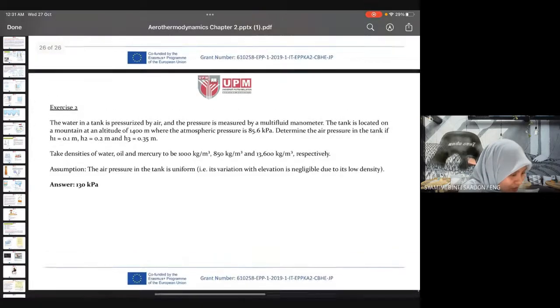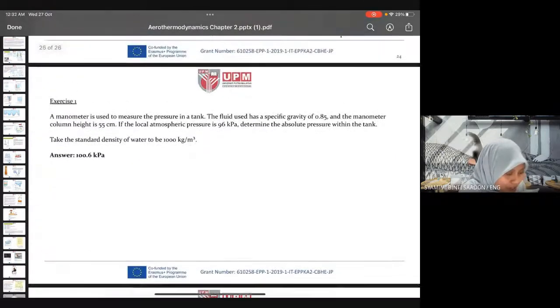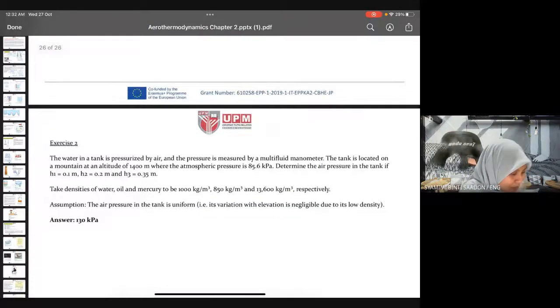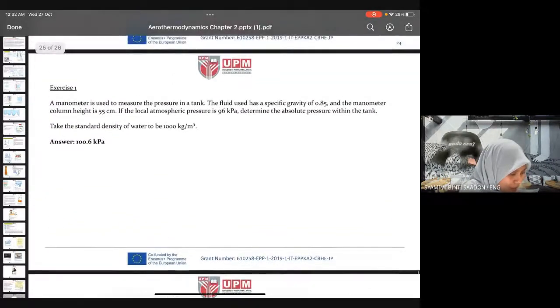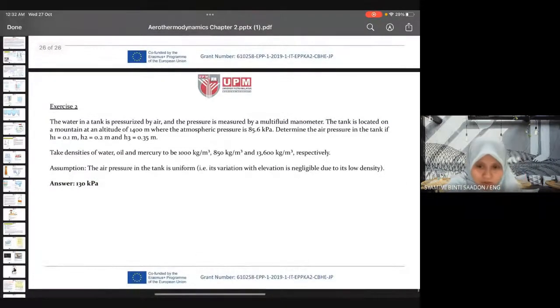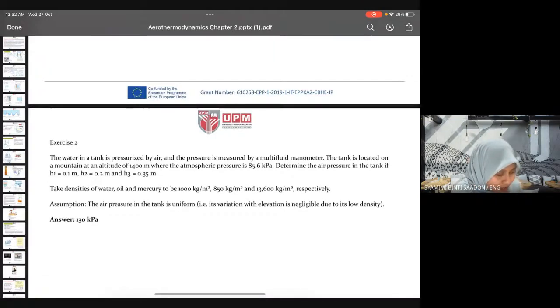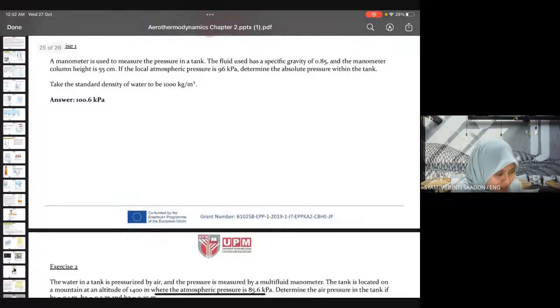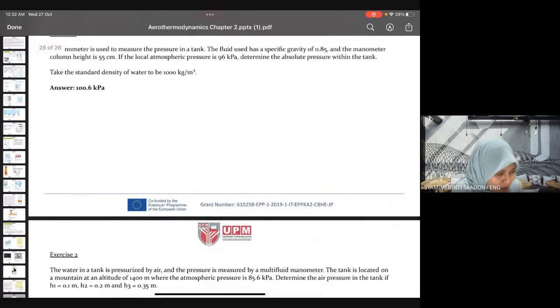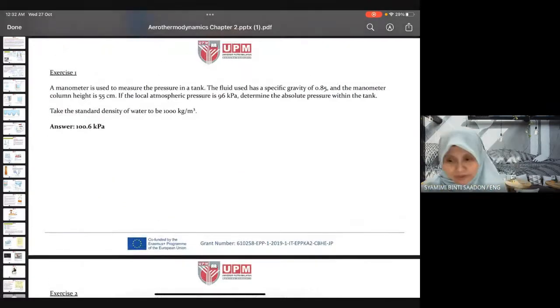So I have 2 exercise examples. Maybe I will explain the first one, and the second one you can try to do by yourself. I give the answers here, so you can try by yourself. I will show only the first one. The first one is on manometer.